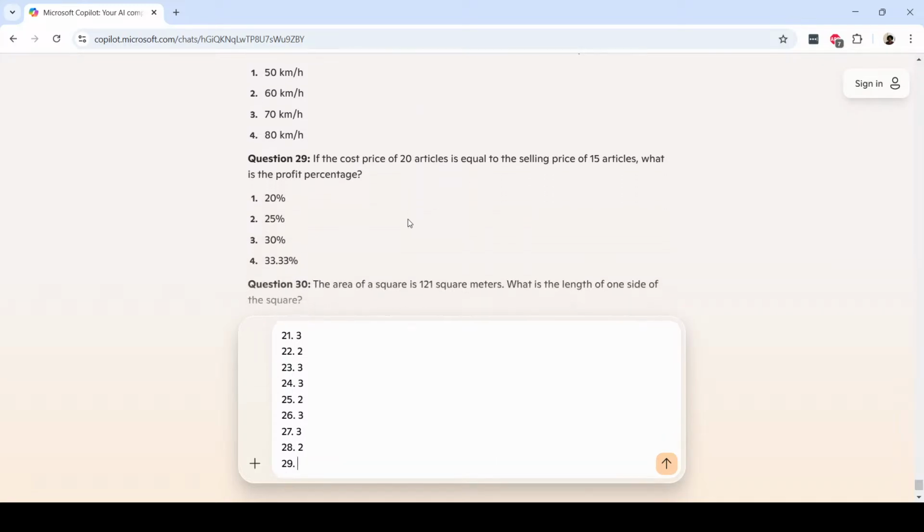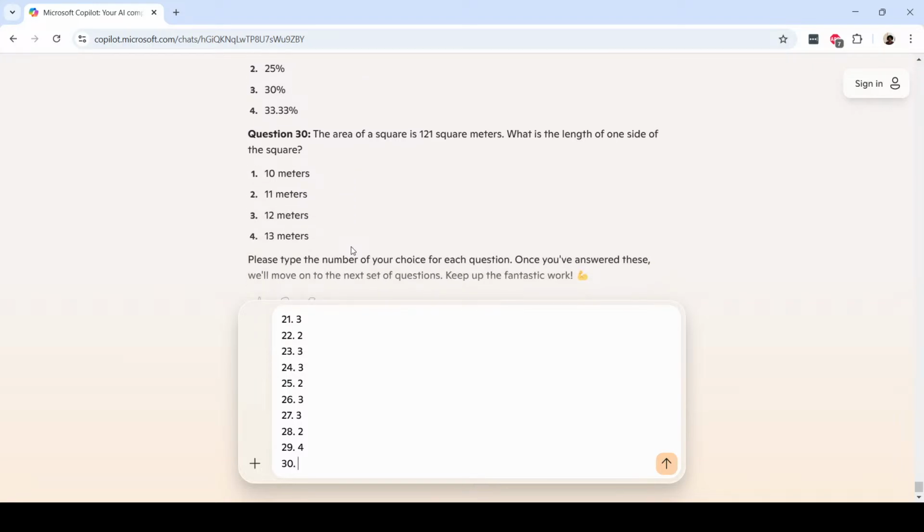If the cost price of 20 articles is equal to the selling price of 15 articles, what is the profit percentage? Okay, the cost price of 20 articles is, let's say, x, and if I am selling 15 for x, then 5 will be x by 3. So x by 3 is my profit, and profit percentage, right? So it's 1 by 3, so it's 33 point. The area of a square is 121 square meters. What is the length of one side? 11 meters.